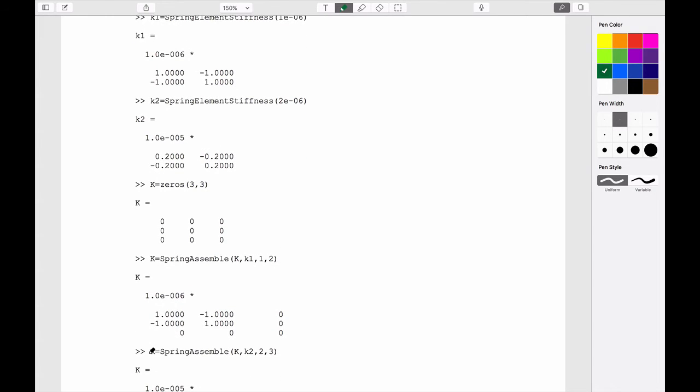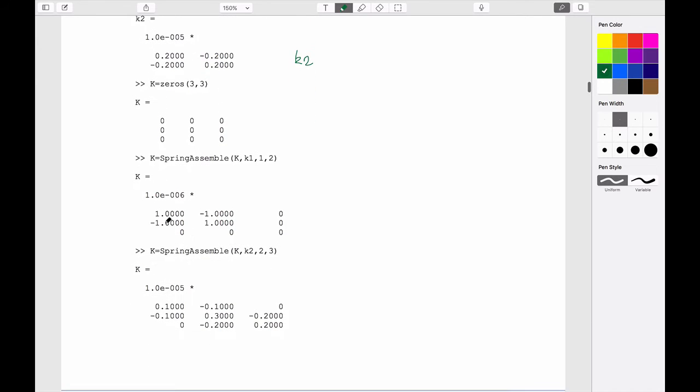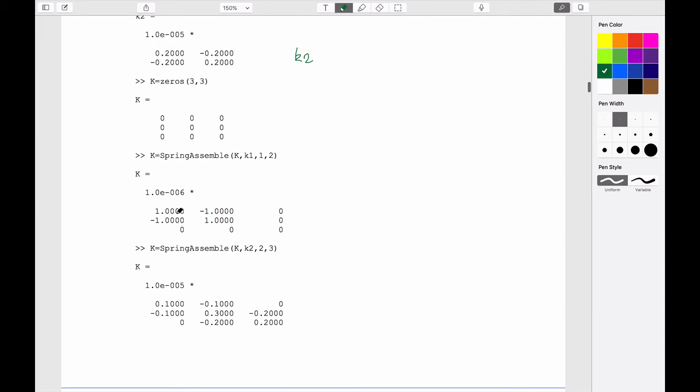We calculate K1, which is for element 1. We calculate K2 for element 2. We zero the K matrix. We take the first element matrix and put it into it, so this would be a matrix that would look like this right now. This would be the first two terms that go into it in the right place.